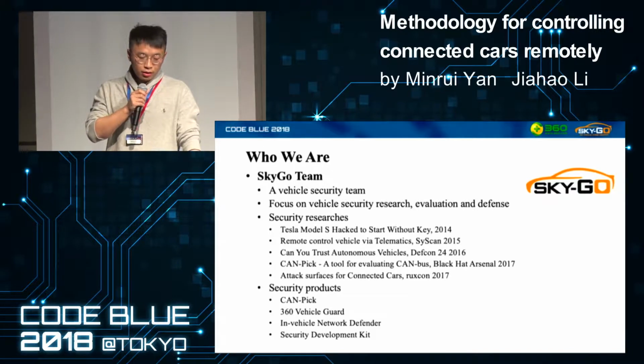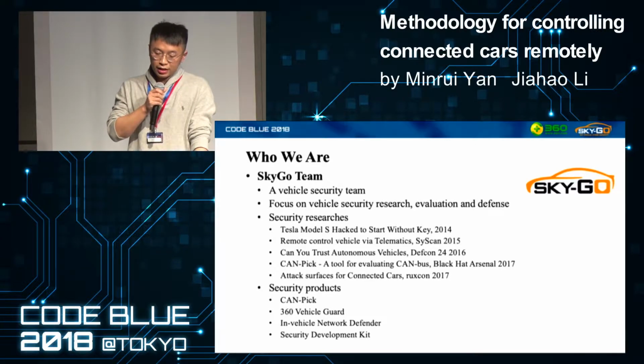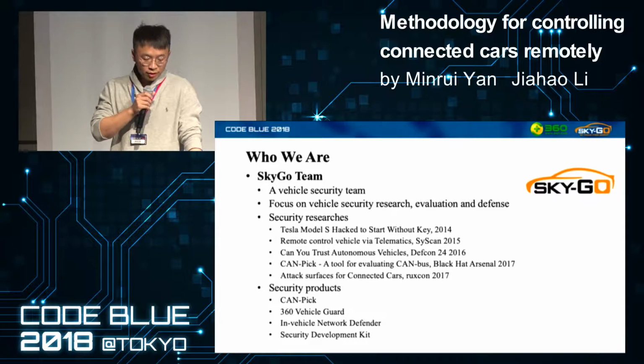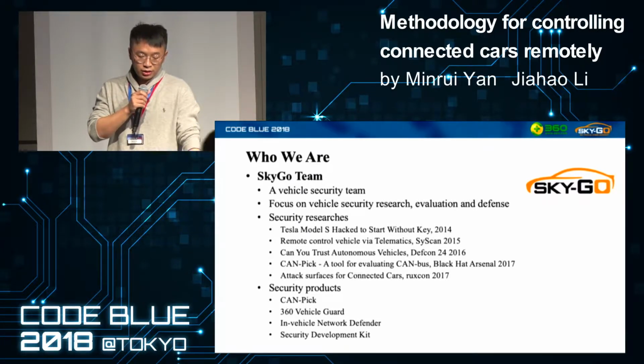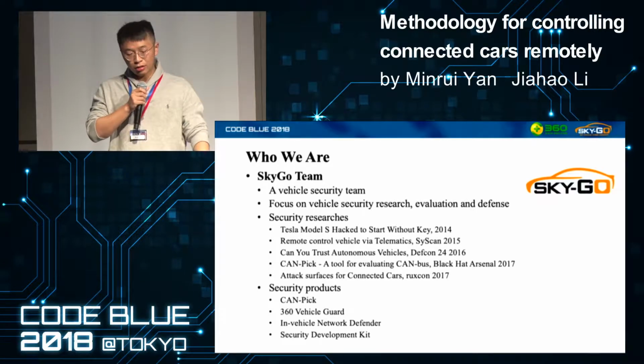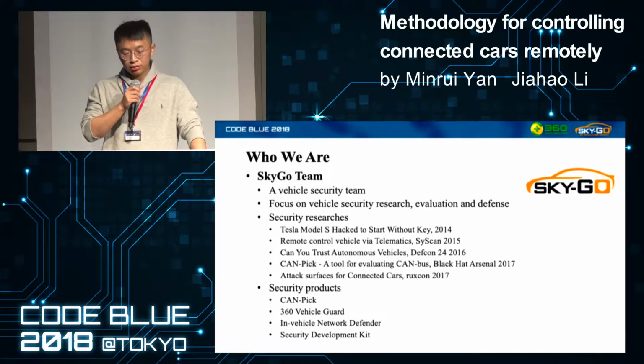Who we are? We are the SkyGo team, a vehicle security team, focusing on vehicle security research, evaluation and defense. In these years, we have done some research about vehicle security. Tesla Model S hacked to start without key in 2014. Remote control vehicle via telematics in 2015. And can you trust autonomous vehicle in 2016?